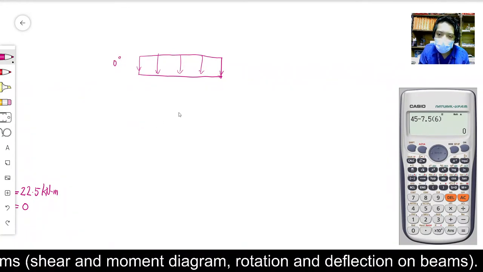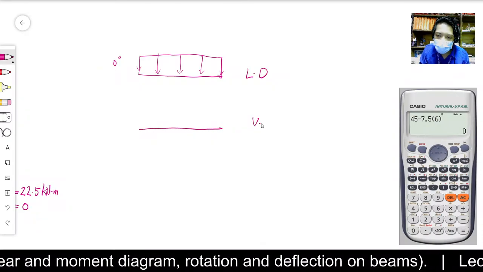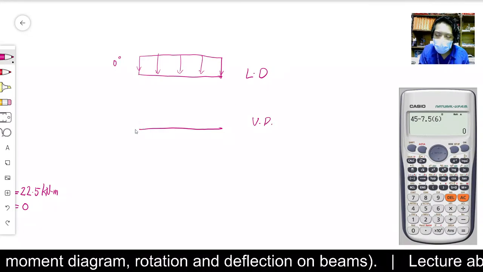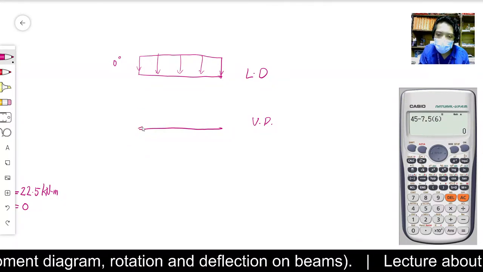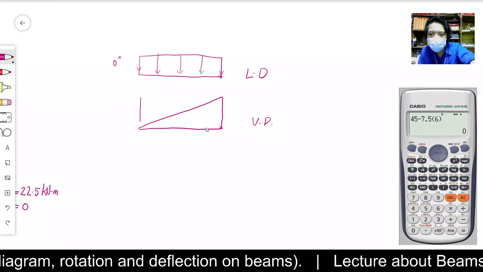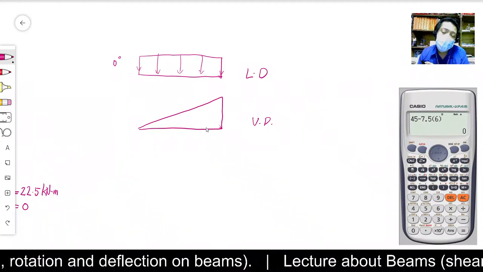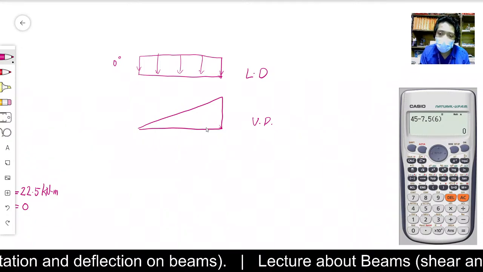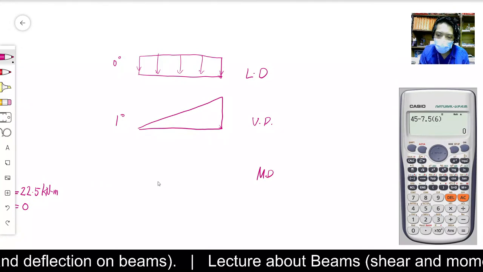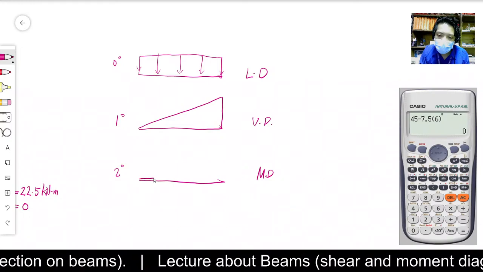So for the shear diagram, the degree increases. It becomes first degree. What I'm trying to emphasize here is the relationship between the degree of the curve and the behavior of the graph. Then for the moment diagram, of course, it increases again. It becomes 2 degrees, which means it becomes a curve.